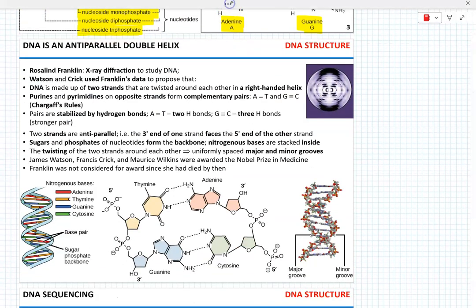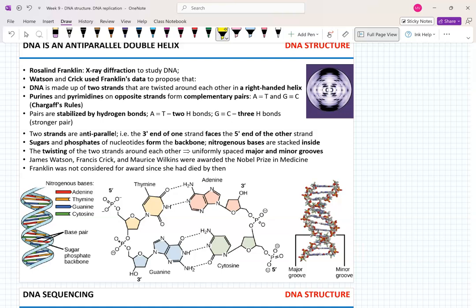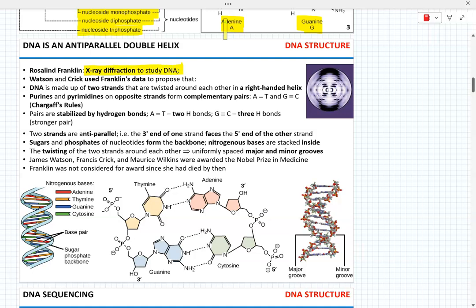The structure of the DNA was essentially discovered in the early 50s by a team of scientists, including James Watson, Francis Crick, Maurice Wilkins, and Rosalind Franklin. Rosalind Franklin used X-ray diffraction to study the structure of the DNA, and you can see the famous image on the right. So Watson and Crick, who were working alongside Franklin, used her data to suggest that the DNA is a double-stranded molecule, with strands twisted around each other, forming a right-hand helix.